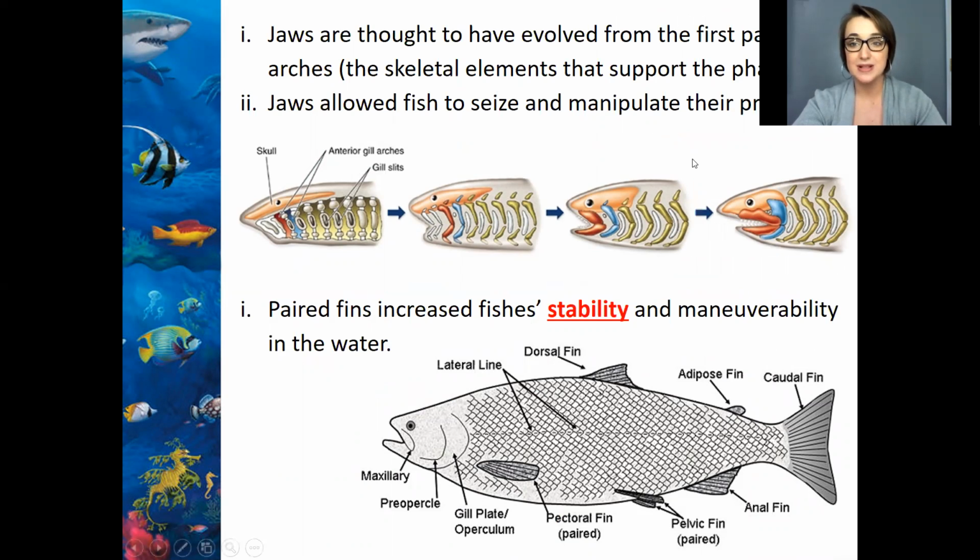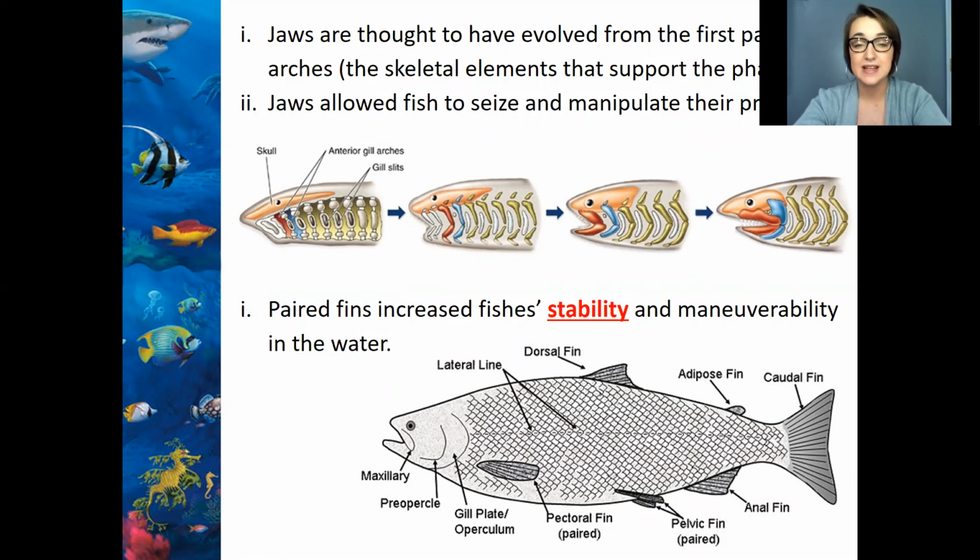Now, jaws are thought to evolve from the first pair of skeletal elements that support the pharynx, which of course is a fancy word for the throat. So eventually these gills that were in these jawless fish actually evolved to create this closing mechanism so they could maneuver and manipulate their jaw in order to better catch and eat prey. Now, this also caused an evolutionary trait such as paired fins to occur.